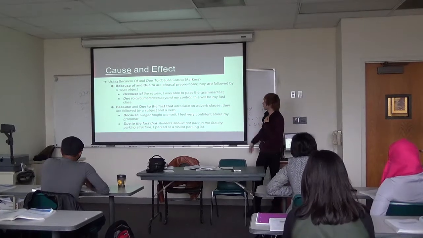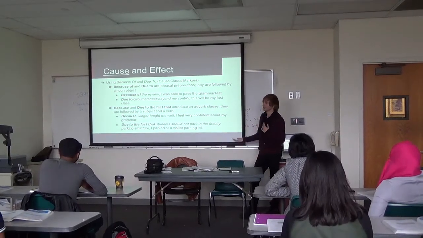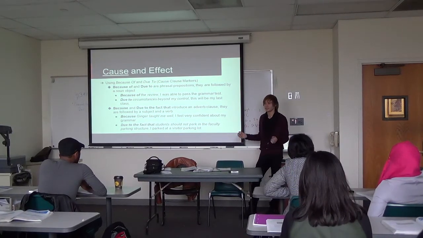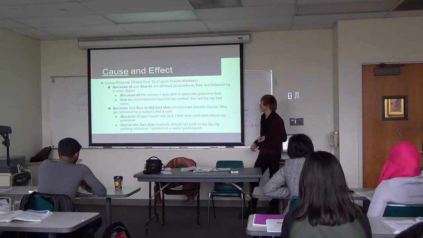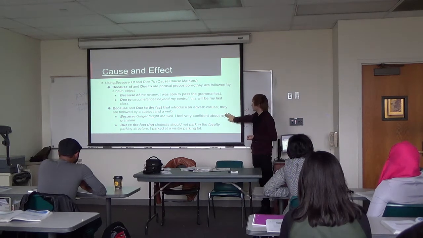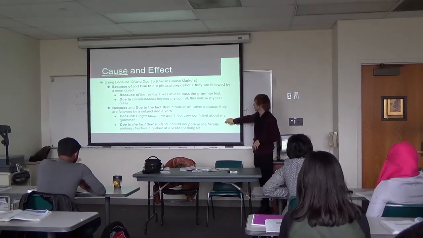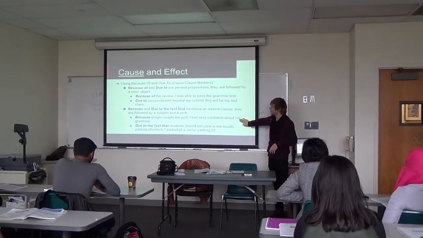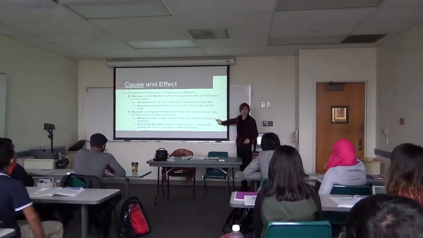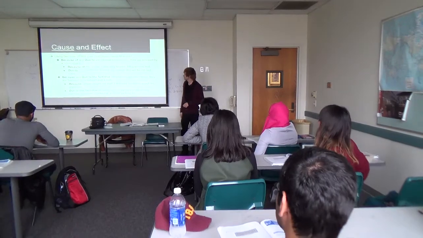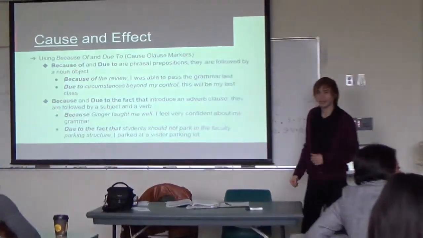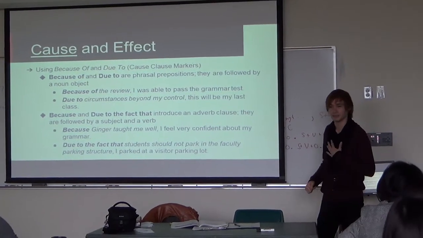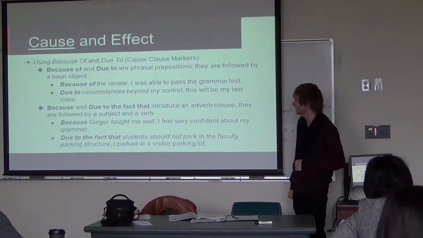Okay. So the second one is because and due to the fact of a little bit more complex. You need to think it a little bit more because you not only need an object, you need subject and verb as well. Yeah, you got it, Ivan. Alright, so it's also on your book, same page if you want to look at it. But the example I'm going to give you guys, who wants to read it? Okay, Ennis? Because Ginger taught me well, I feel very confident about my grammar. Yeah. And this is not only for you guys, it's for me too, actually.